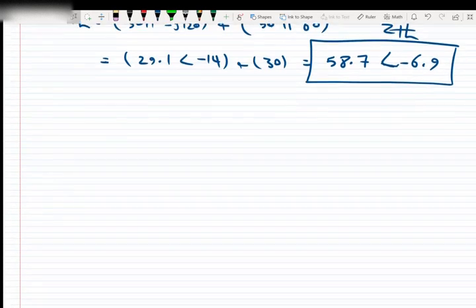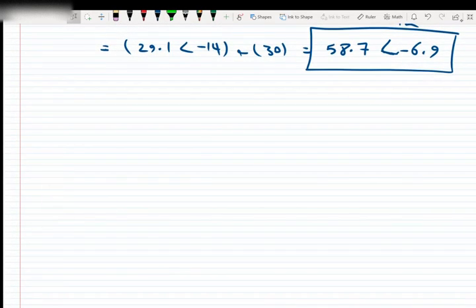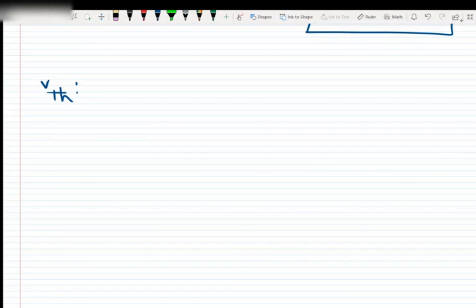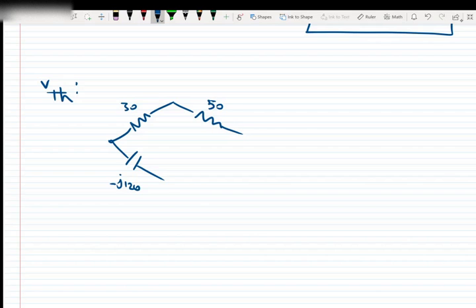So in order to find V Thevenin, we need to keep the voltage source on. So here we solve this circuit to find V Thevenin. Point A, 30, negative j120, 50, 60.